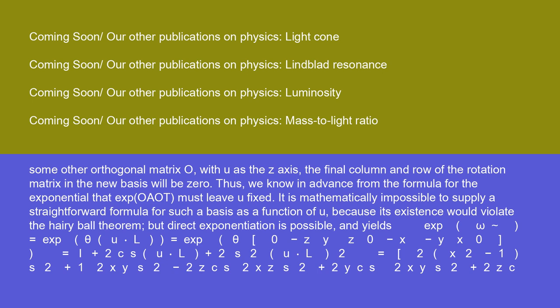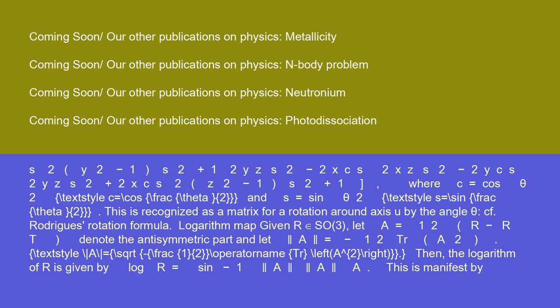But direct exponentiation is possible and yields exp(ω) = exp(θ[u]×) = I + 2cs[u]× + 2s²[u]×², which equals the 3×3 matrix with entries such as 2(x²−1)s²+1, 2xys²−2zcs, 2xzs²+2ycs, and so on, where c = cos(θ/2) and s = sin(θ/2). This is recognized as the matrix for a rotation around axis u by the angle θ.